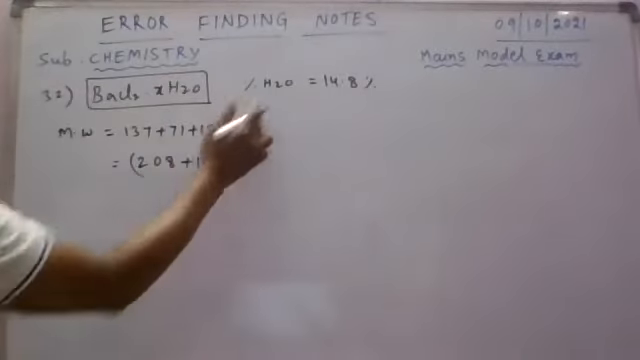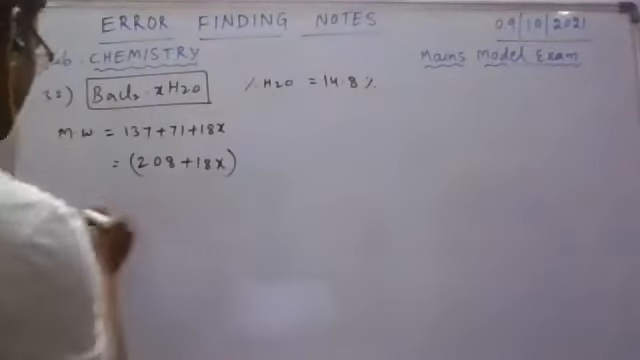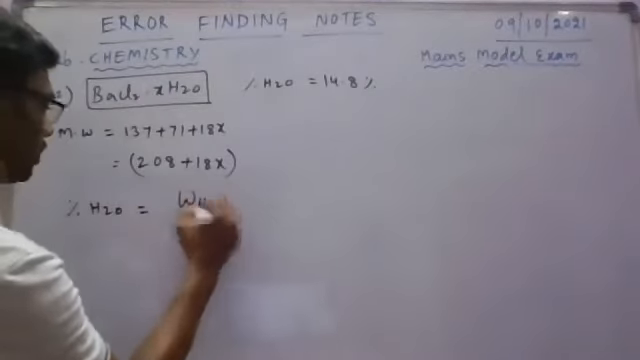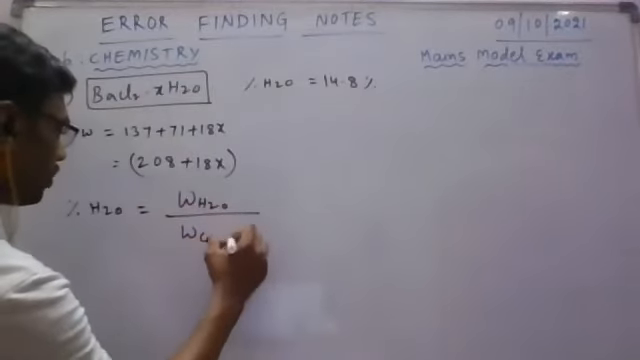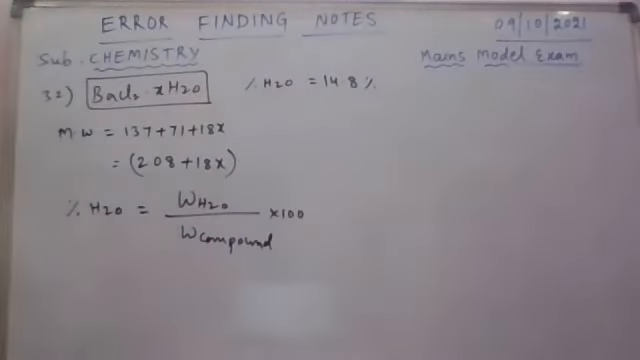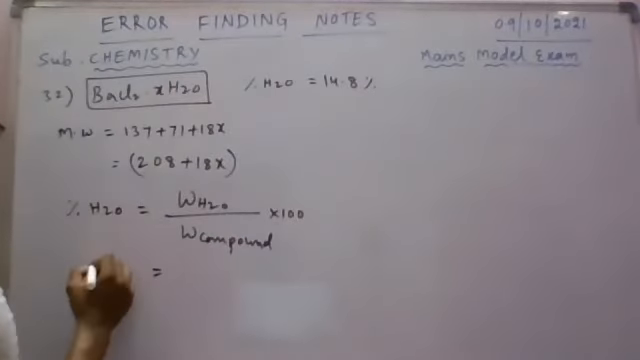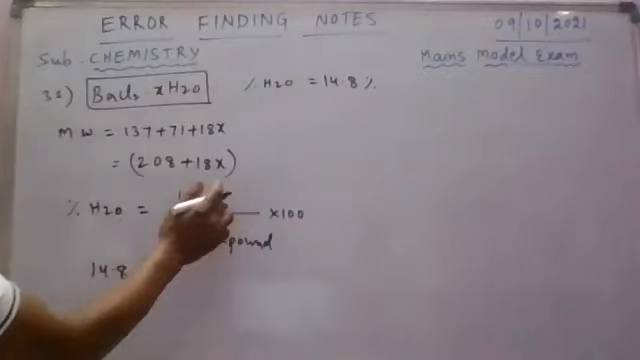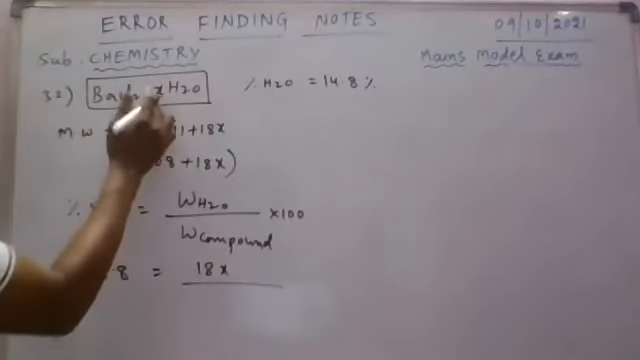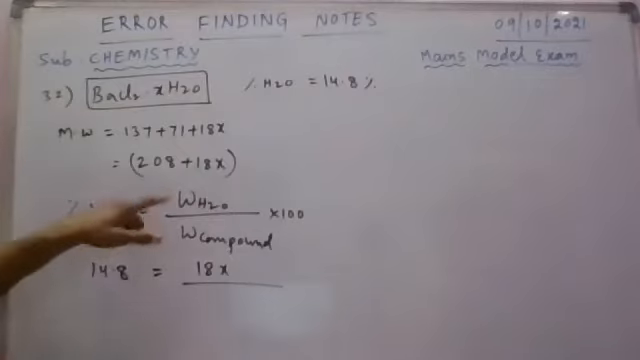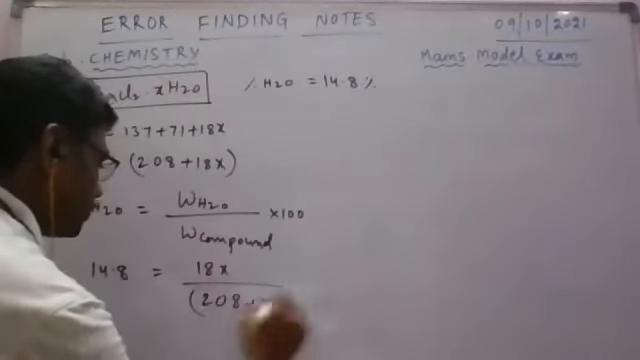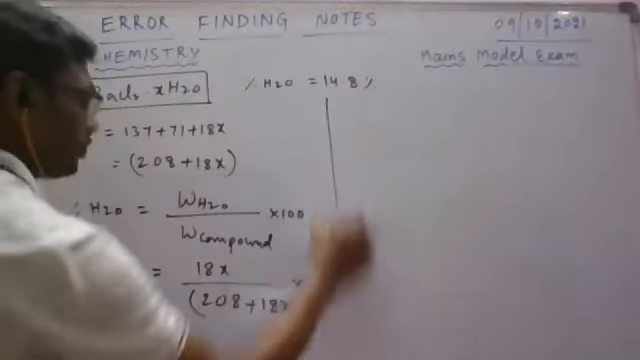This is the molecular mass. Here, percentage composition of water is equal to weight of water by weight of compound into 100. Simple formula. Here percentage composition is given as 14.8. Weight of water means 18 is the molecular weight, and for x molecules it is 18x. Molecular mass of compound is 208 plus 18x, into 100.